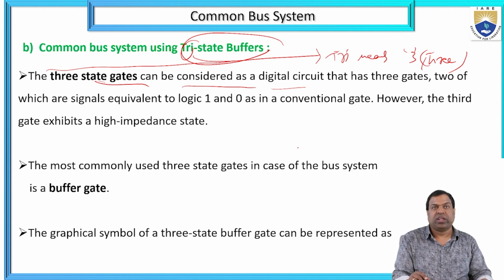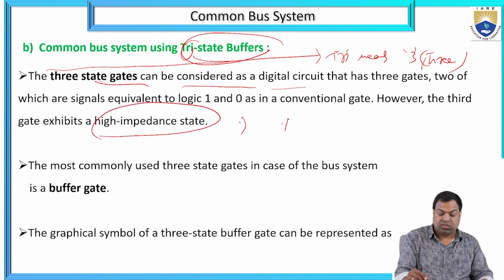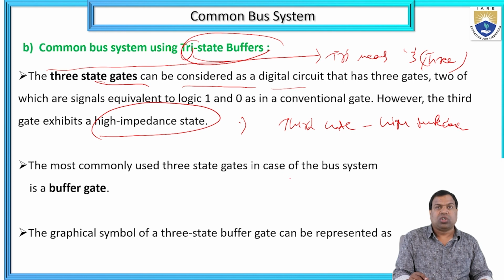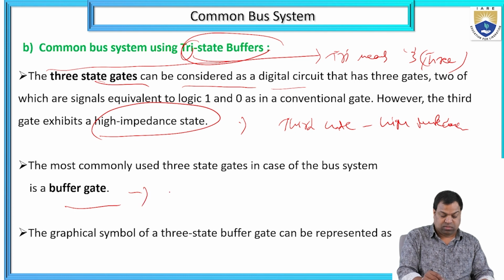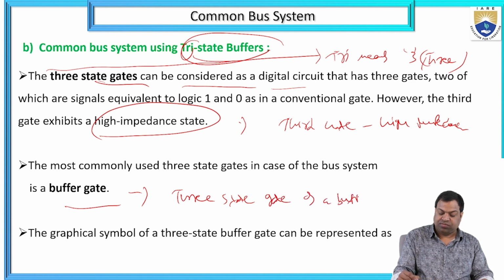So tri-state buffer means we are taking 3-state gates, or a 3-state buffer can be considered as a digital circuit, and 3 gates, 2 of which are signals equivalent to logic 1 and 0 as a conventional gate. However, the third gate exhibits a high impedance state. The third gate has high impedance. The most commonly used 3-state gate in a bus system is a buffer gate.